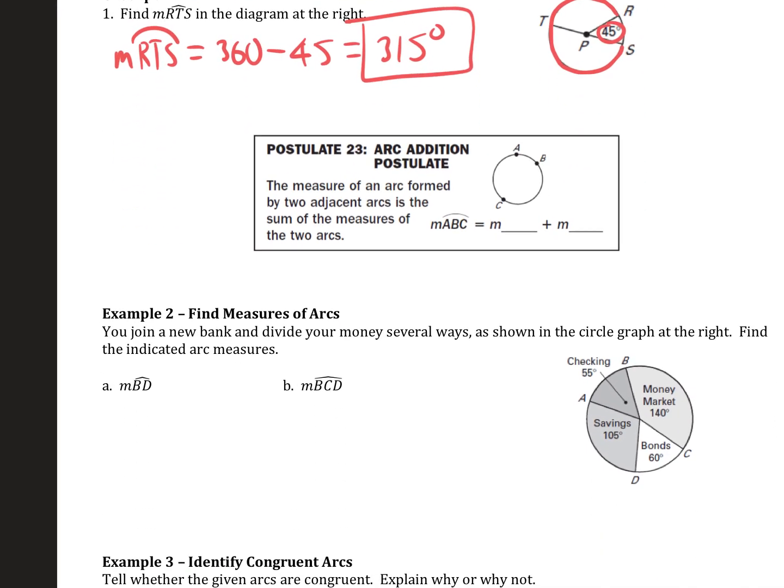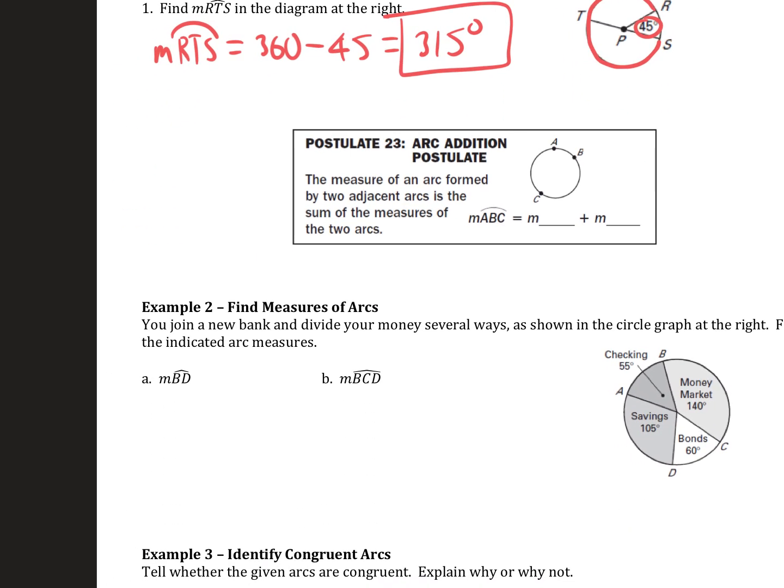Nice. Okay, kind of a new idea, but not really. We're talking about the arc addition postulate, which basically says a bigger arc is composed of two smaller arcs. Remember the segment addition postulate, where we have A, B, and this whole thing is C, so A plus B equals C. It's basically the same thing, we're just talking about arcs now.